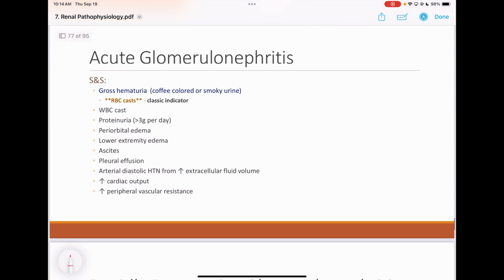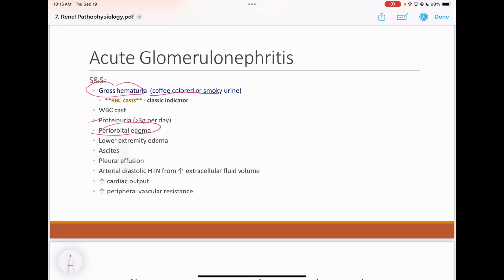So, signs and symptoms for acute glomerulonephritis. Gross hematuria. There's that coffee-colored urine. Okay. Smoky urine. Red blood cell casts is a classic indicator for acute glomerulonephritis. You may have some white blood cell casts. Proteinuria may be there as well, and that's going to lead to that periorbital edema because of the protein loss in the blood. The protein's all going into the urine.